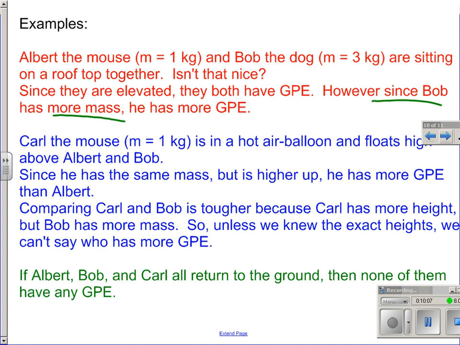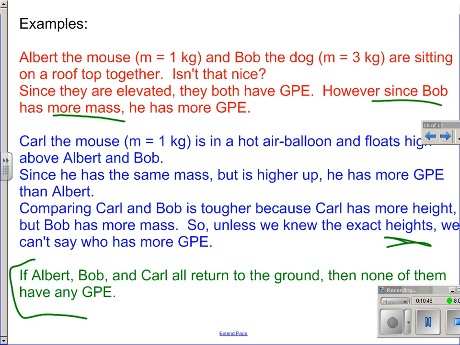All right, now Carl the mouse has got a hot air balloon, and he floats right up past him, and he goes up above Albert and Bob. All right, so since Albert and Carl have the same mass, they're both 1 kilogram, since Carl is higher up, he's going to have more gravitational potential energy, right? Because the height matters. Now, once again, comparing Carl and Bob is going to be tough because Carl is higher up, but Bob's got more mass. And so again, unless we knew some more information, in this case, the exact height of the two animals, we can't really say who's got more gravitational potential energy. Please remember, you have to have height. So if Albert, Bob, and Carl all return to the ground, then none of them have any gravitational potential energy.